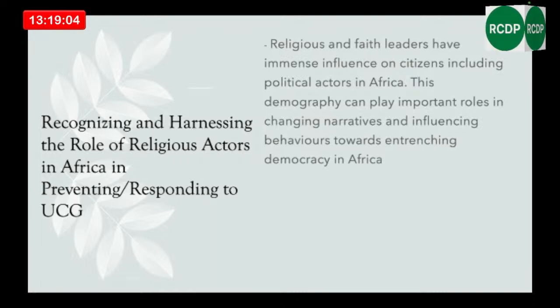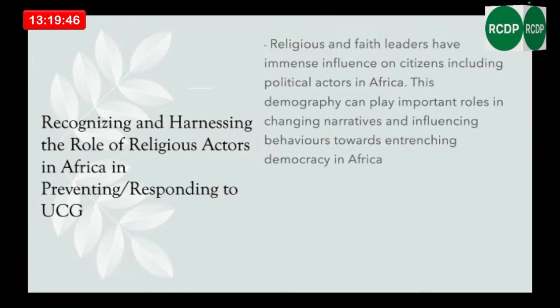And then, of course, this recommendation came directly from KAICIT, because this is their mandate, and from a lot of other actors on the ground, that we need to recognize and harness the role of religious actors in Africa in preventing and responding to unconstitutional change of government. That's why we even have a KAICIT partner in the room called the Interfaith Dialogue Forum for Peace, an umbrella body for over 120 Christian and Muslim religious leaders in Nigeria, who are also part of this conversation and going to be part of the steering committee moving forward.